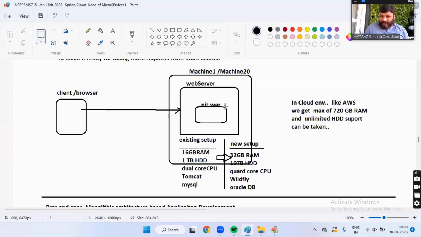So don't you think it is vertical scaling, guys? Instead of taking multiple instances of the application, I'm increasing the capacity of one instance.